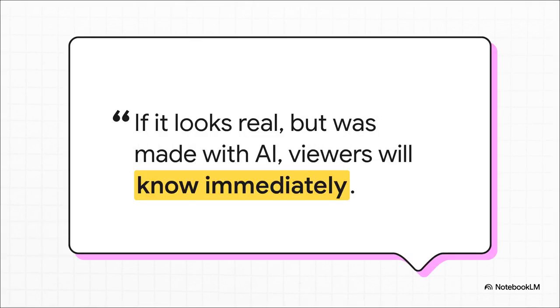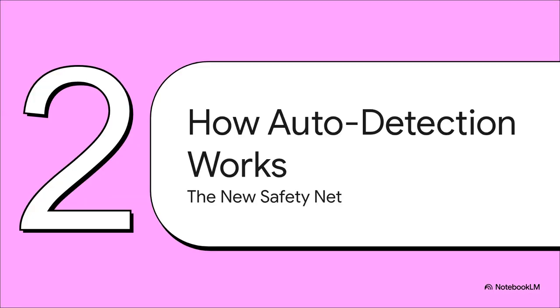To truly anchor the why behind this major visual shift, we really have to look at the primary goal of the update, which is absolute transparency for the audience. Rene Ritchie, the YouTube creator liaison, put it perfectly when he said, "If it looks real but was made with AI, viewers will know immediately." No more guessing games. No more feeling completely tricked after watching a 5-minute clip. This whole visual shift is just designed to empower you with the correct context before you even invest your time into watching. Moving on to Section 2, how auto detection works.